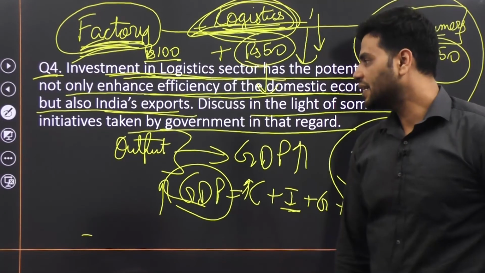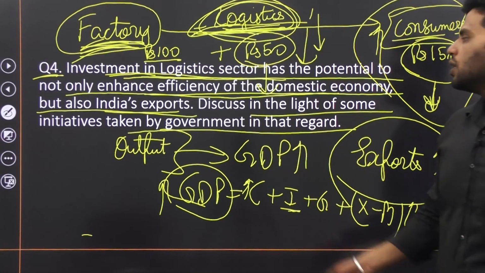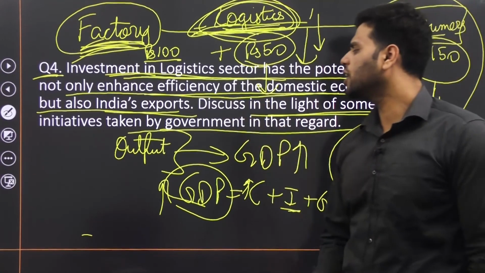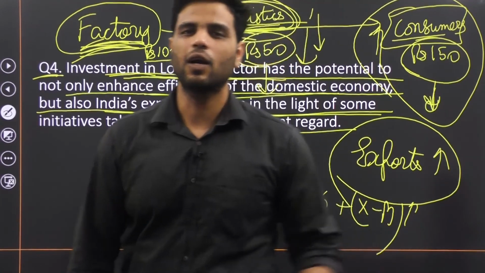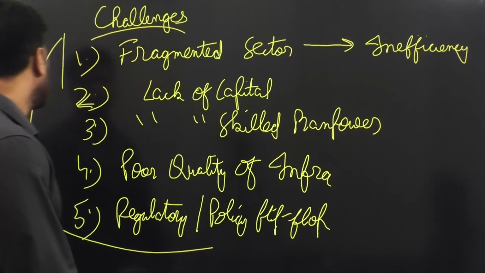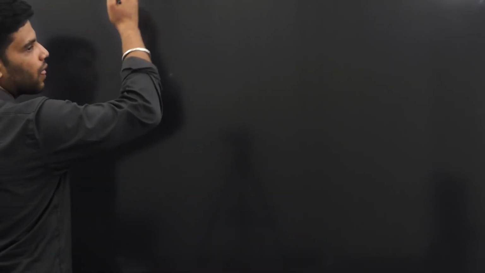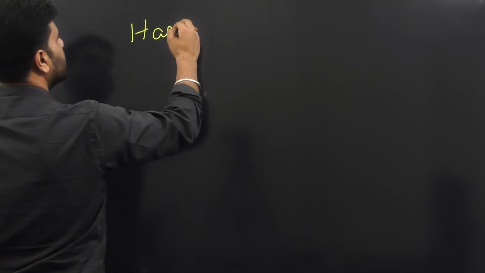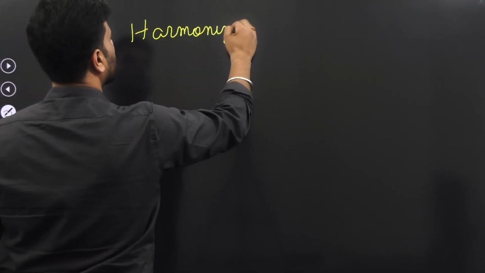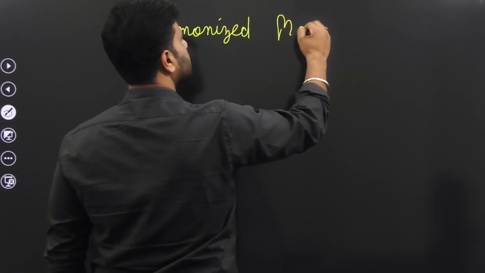All right, makes sense? So now discuss this in the light of some of the initiatives taken by the government in that regard. Well, the government has taken a lot of initiatives. One of the major initiatives is that the government is investing heavily in transportation infrastructure, investing heavily in storage infrastructure, plus the government has put the logistics sector in the harmonized master list.